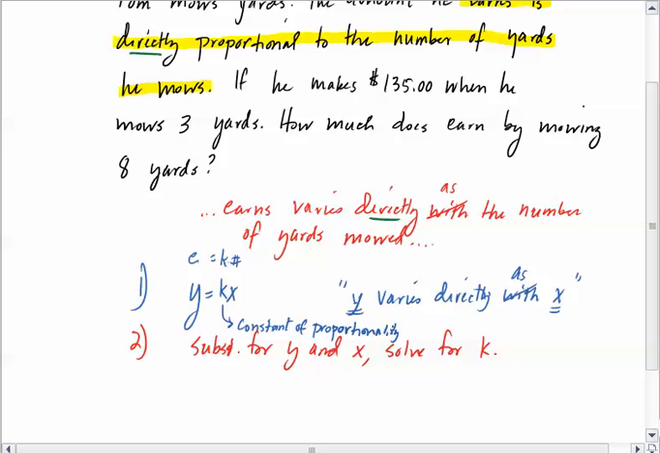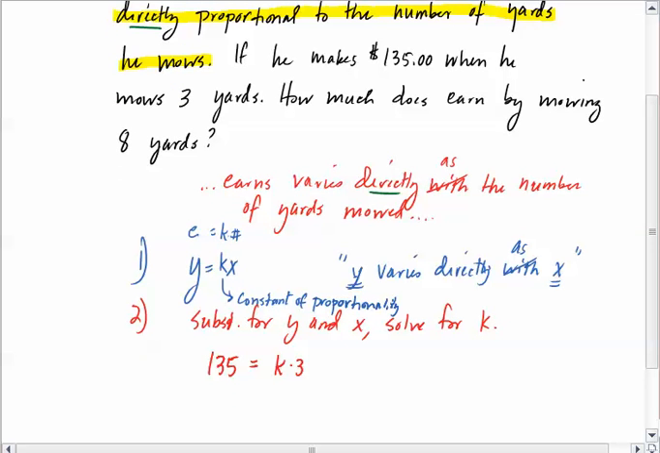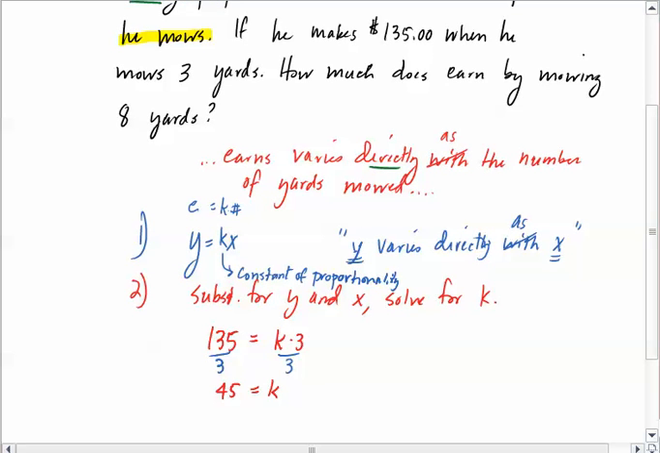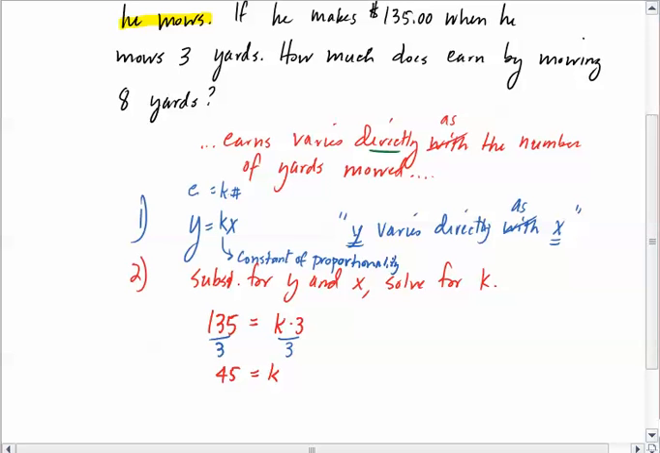So let's go ahead and take a look at the earnings. $135 in earnings. There's this unknown k, some constant of proportionality, and then he mows 3 yards. So we're going to solve for k, which is what step 2 is asking us to do. Divide by 3, and k ends up being $45. So what is that 45 in this case? Well, the 45 is what he charges for each lawn.